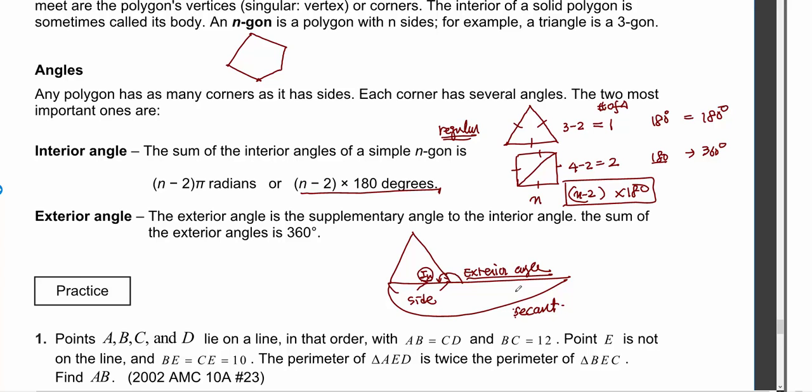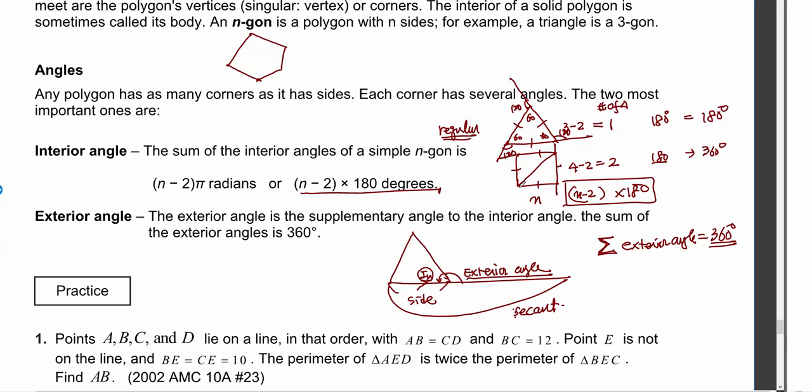There are n interior angles, and also n exterior angles. The sum of the exterior angles always equals 360. We have here 3 exterior angles, one over here, the other one over here. Inside, this regular triangle has 60, 60, 60, so the exterior angles are 120, 120, 120. 120 plus 120 plus 120 is 360. That's true.